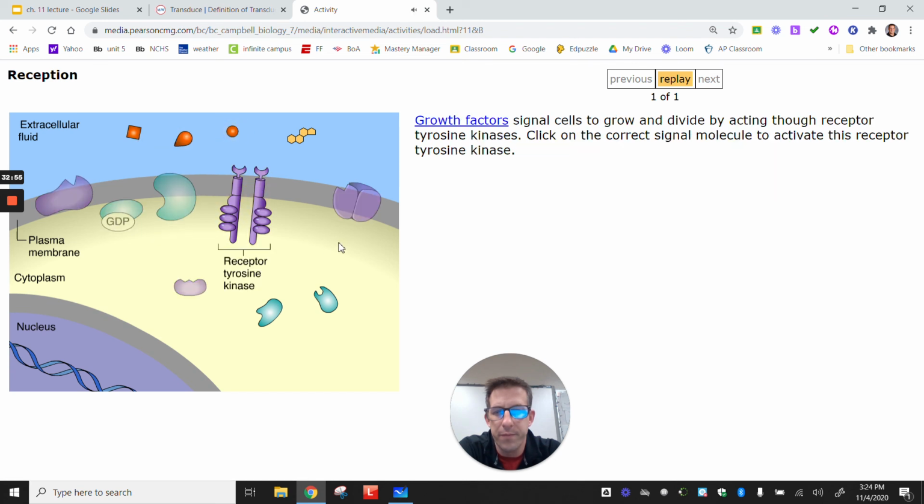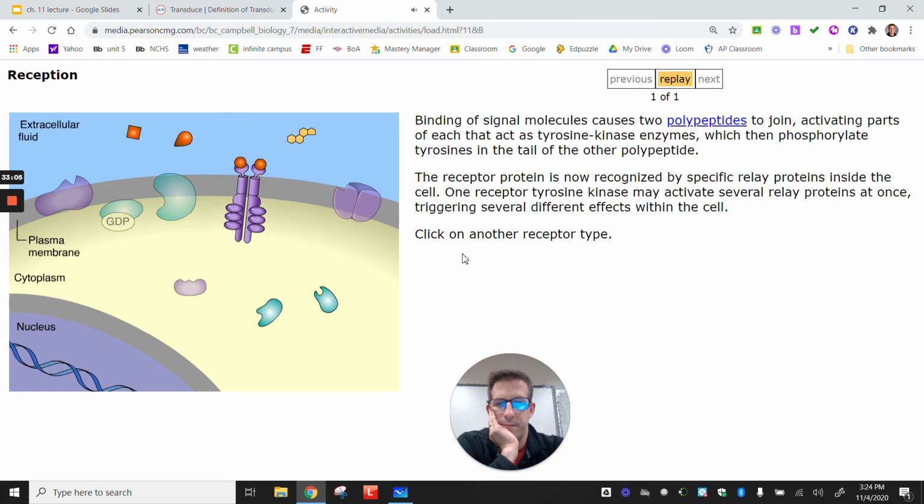Growth factors signal cells to grow and divide by acting through receptor tyrosine kinases. Click on the correct signal molecule to activate this receptor. Binding of signal molecules causes two polypeptides to join, activating parts of each that act as tyrosine kinase enzymes, which then phosphorylate tyrosines in the tail of the other polypeptide. The receptor protein is now recognized by specific relay proteins inside the cell. One tyrosine kinase receptor may activate several relay proteins at once, triggering several different effects within the cell. Click on another receptor type.